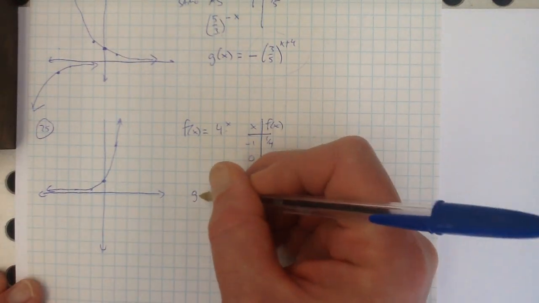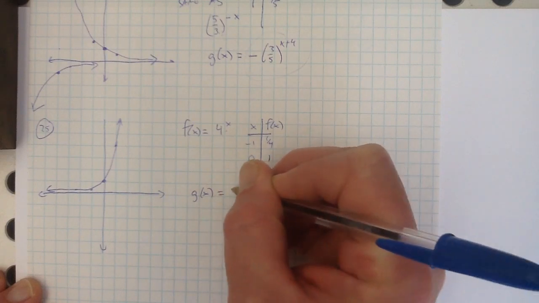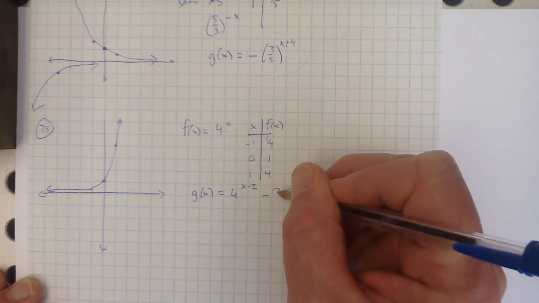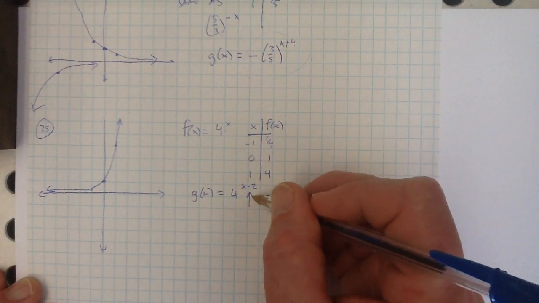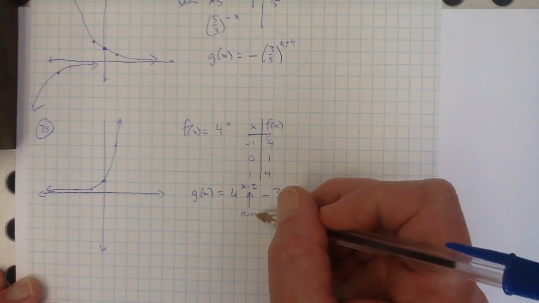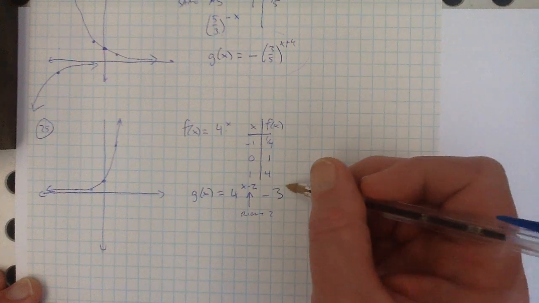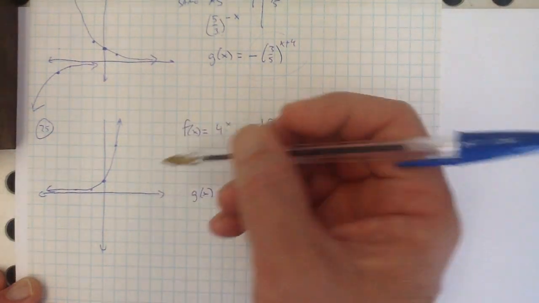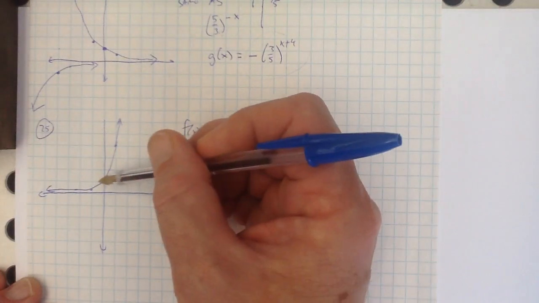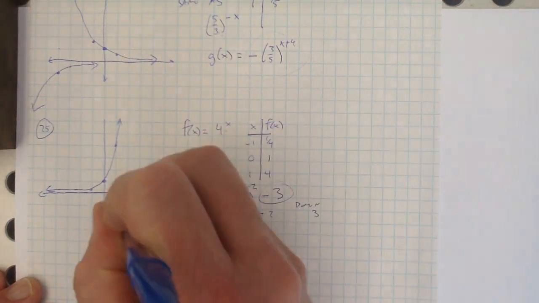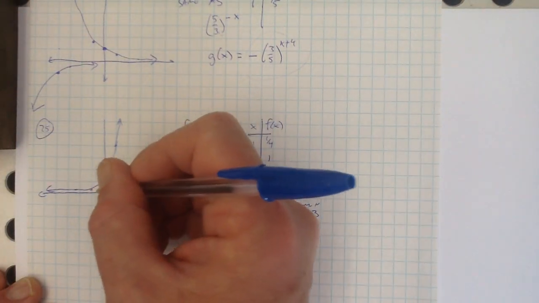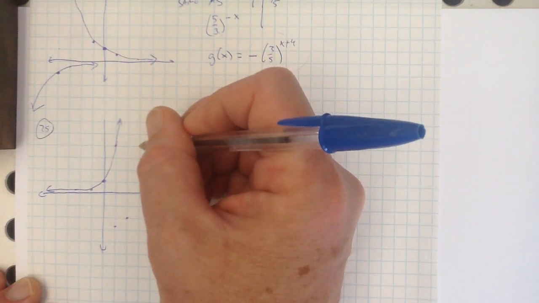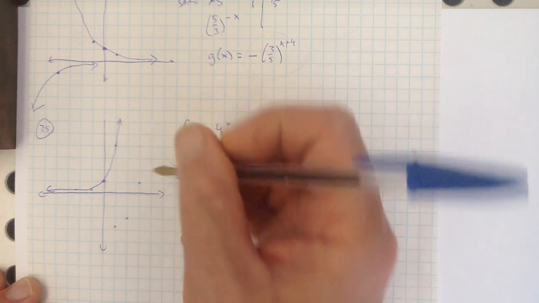The g of x function, once we have that, is 4 to the x minus 2, minus 3. That's going to shift it to the right by 2, and then this is down 3. So I can just take all my same points. Going to go right 2 and down 3. Right 2, down 3.